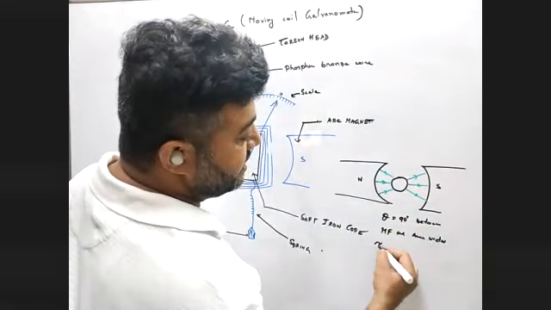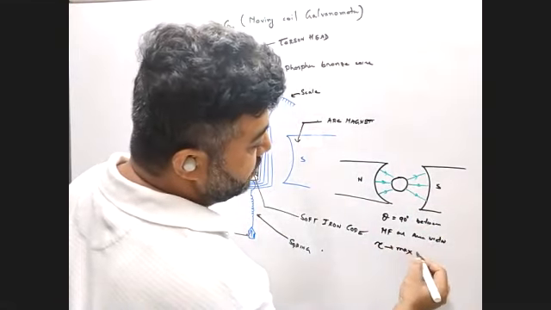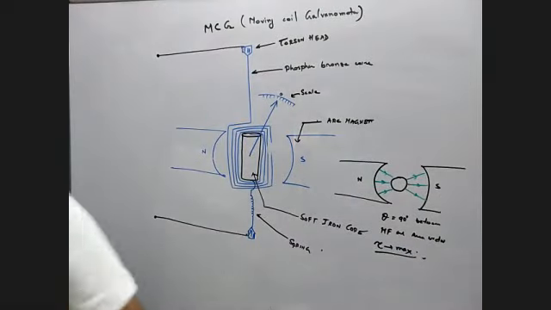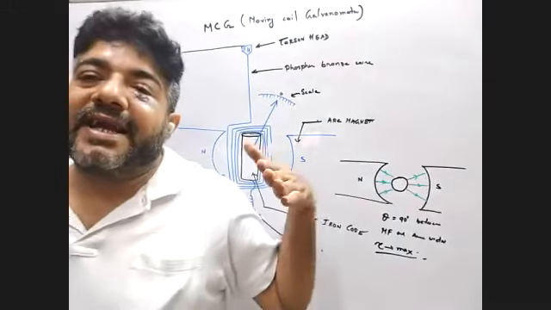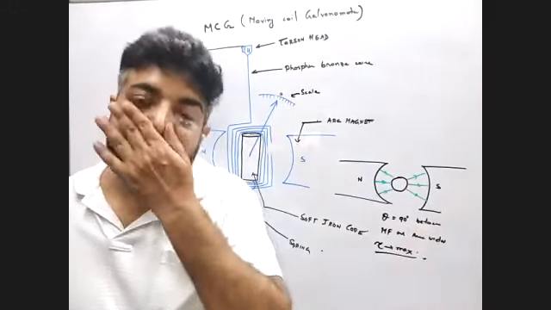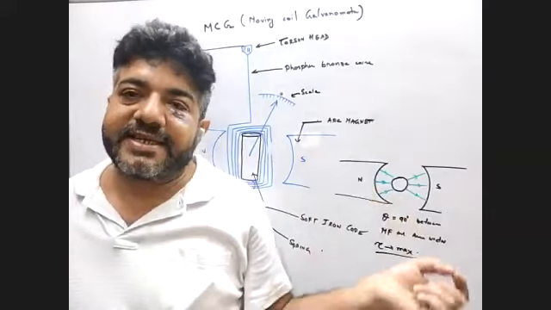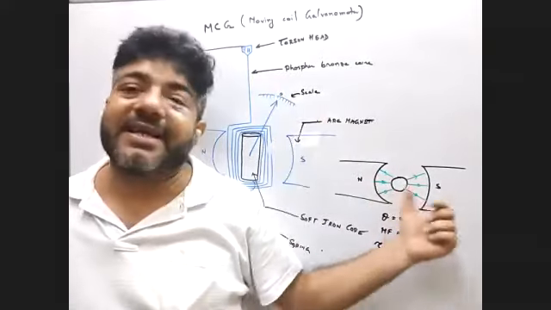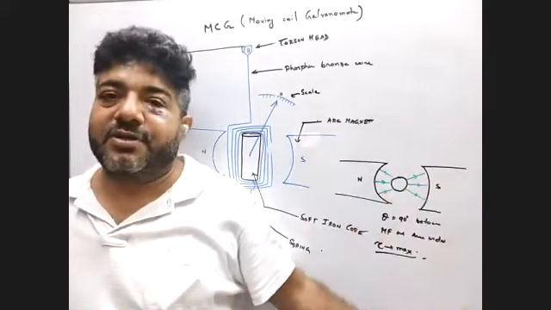So, whenever theta is 90 degrees, torque is what? Torque is maximum. So, why we make it an arc magnet? So that magnetic field and area vector are normal, meaning theta is 90 degrees. When theta is 90 degrees, we get the maximum torque. So, why we make it arc? To get the maximum torque. Clear?